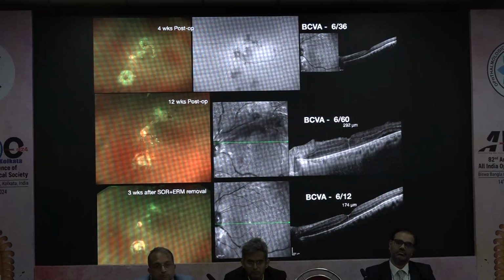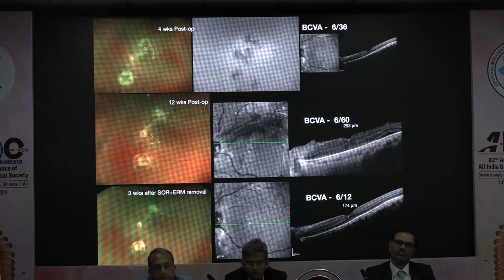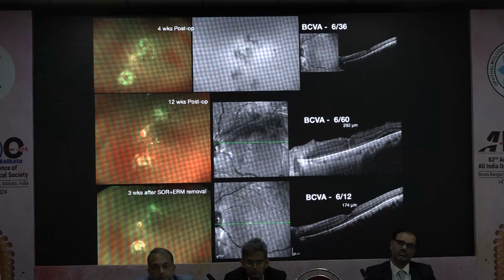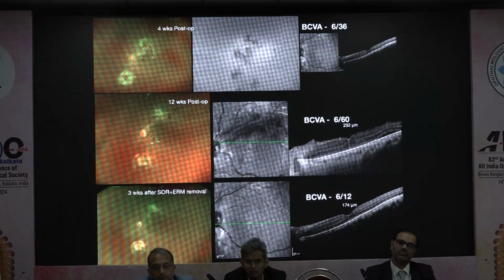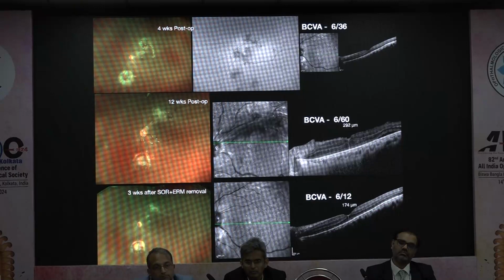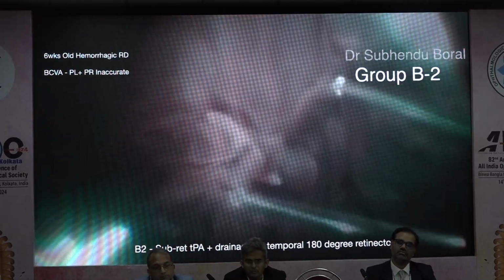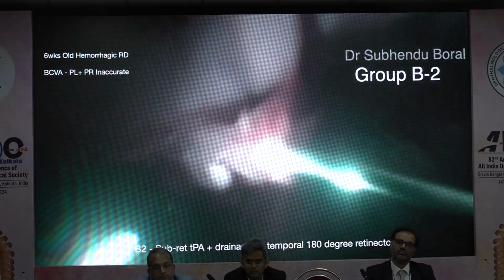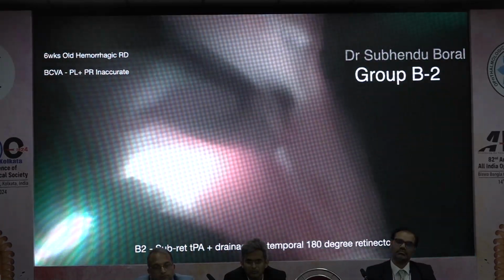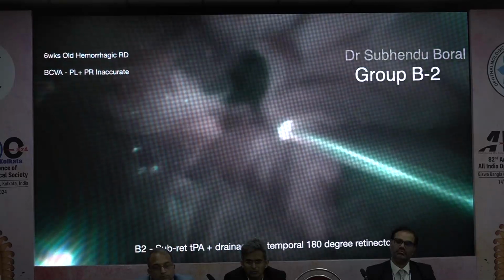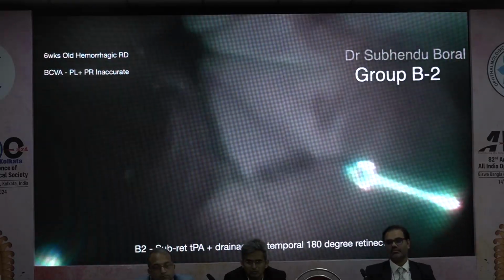So post-operatively the patient improved, but unfortunately some kind of ERM developed after 3 months. When I removed the oil, I also removed this ERM. So this is another case, a 6 weeks old hemorrhagic retinal detachment. PR was inaccurate. Just see the situation of the blood, but not more than 2 months.